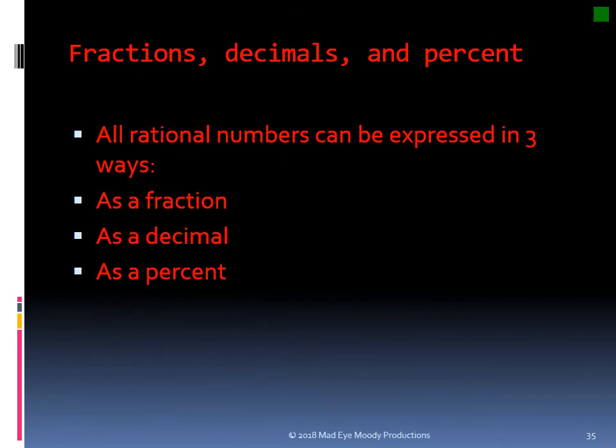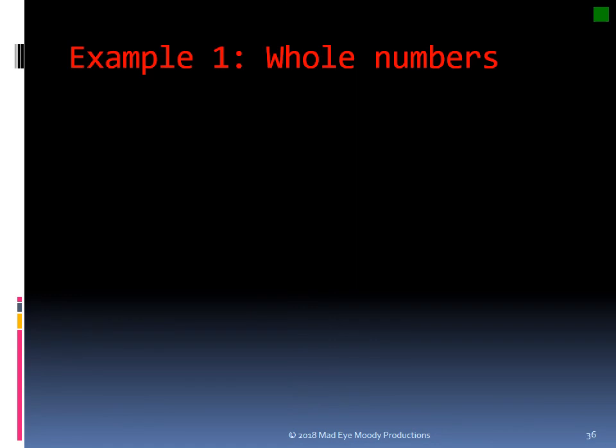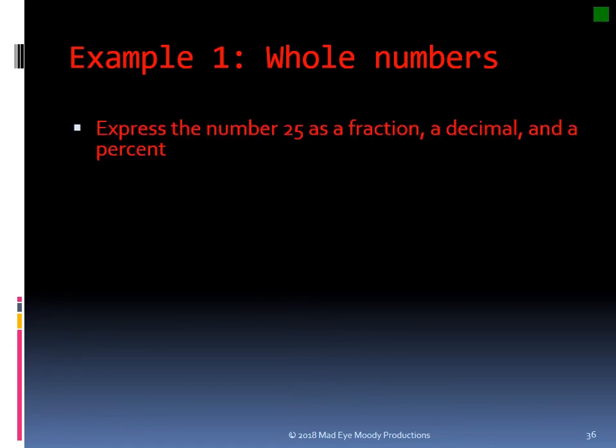All rational numbers can be expressed in 3 ways: as a fraction, as a decimal, and as a percent. So we can actually write the same number, the same value, in 3 different ways. Let's take a look at whole numbers. Whole numbers can be expressed as fractions, decimals, and percents. So let's take the number 25. How can we represent or write the number 25 as a fraction, as a decimal, and as a percent?